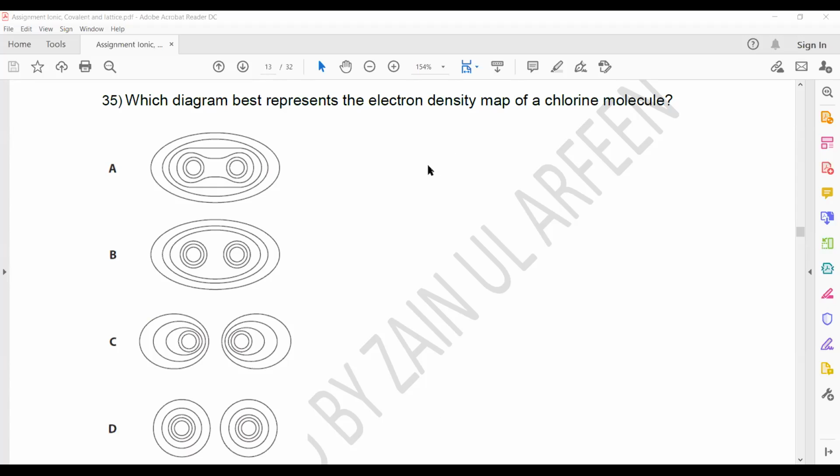Yeah, what's the answer? A, B, C, or D? First thing, it cannot be C or D because that's for ionic ions. Because you can see the separate contour lines are there in the electron density maps. That's for ions. So you're left with A and B. Now, which one is the correct answer? It's a chlorine molecule, so it's a simple covalent compound.